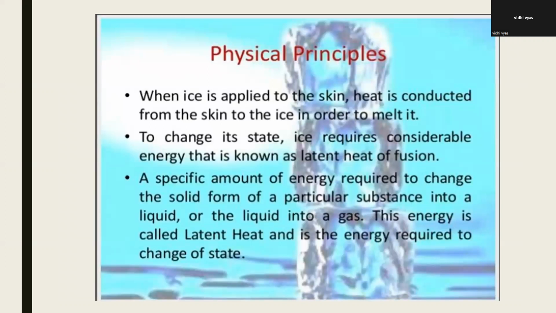Physical principles. When ice is applied to the skin, heat is conducted from the skin to the ice in order to melt it. To change its state, ice requires considerable energy that is known as latent heat of fusion, a specific amount of energy required to change the solid form of a particular substance into a liquid or the liquid into a gas. This energy is called latent heat and is the energy required to change a state.